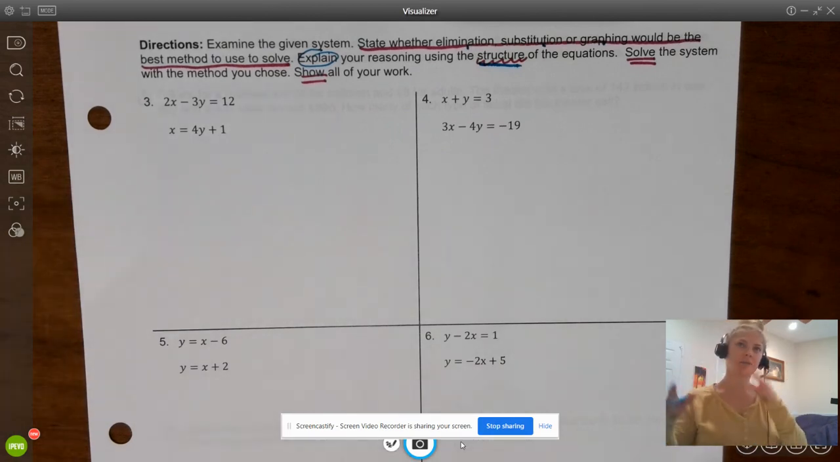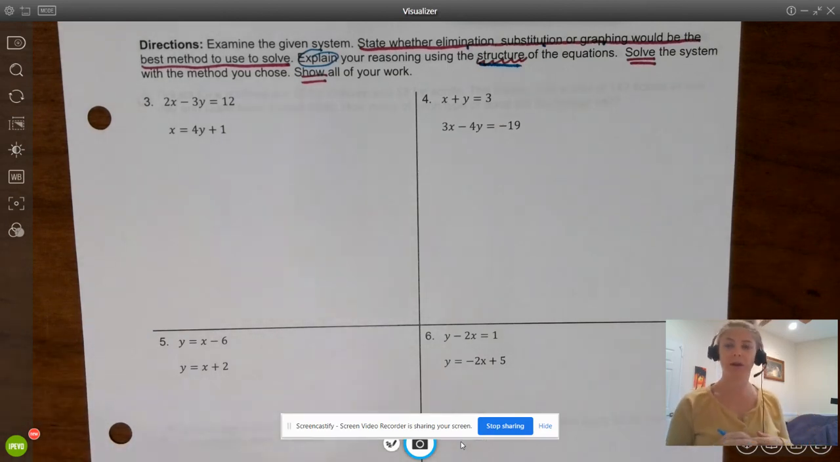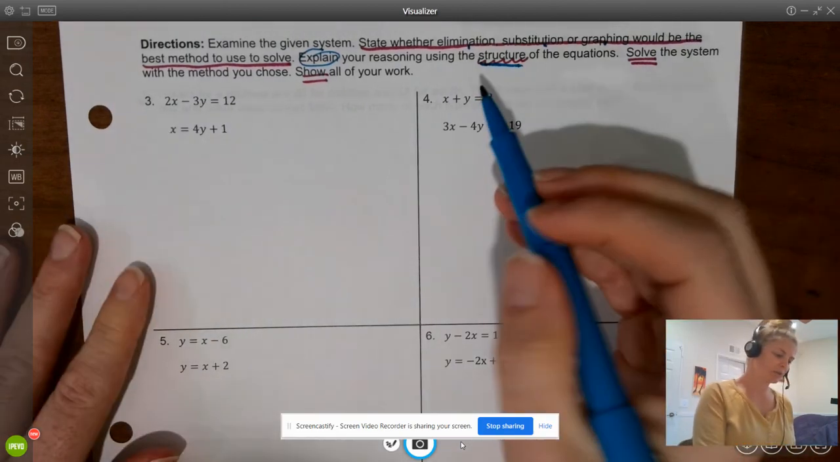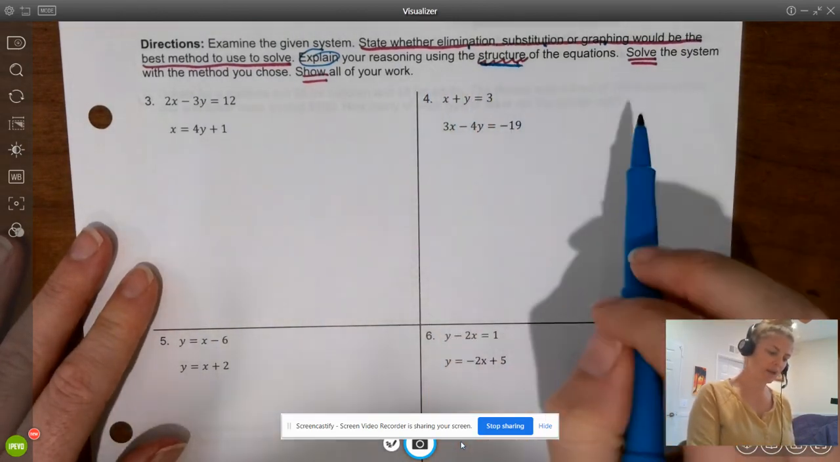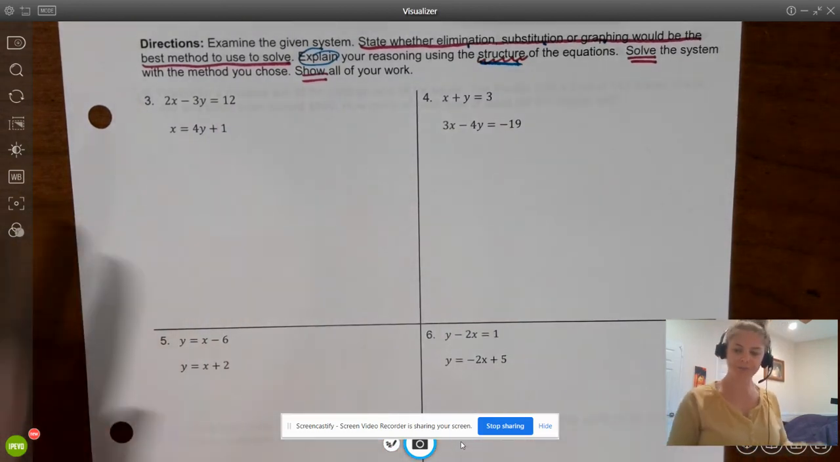Are the like terms already lined up with opposite signs or additive inverses? So when you add the system, one of the variables cancels out. Are the equations already written in slope-intercept form? So graphing is going to be most efficient. So we're going to explain using the structure of the equations and then solve the system with the method you chose and show all your work.